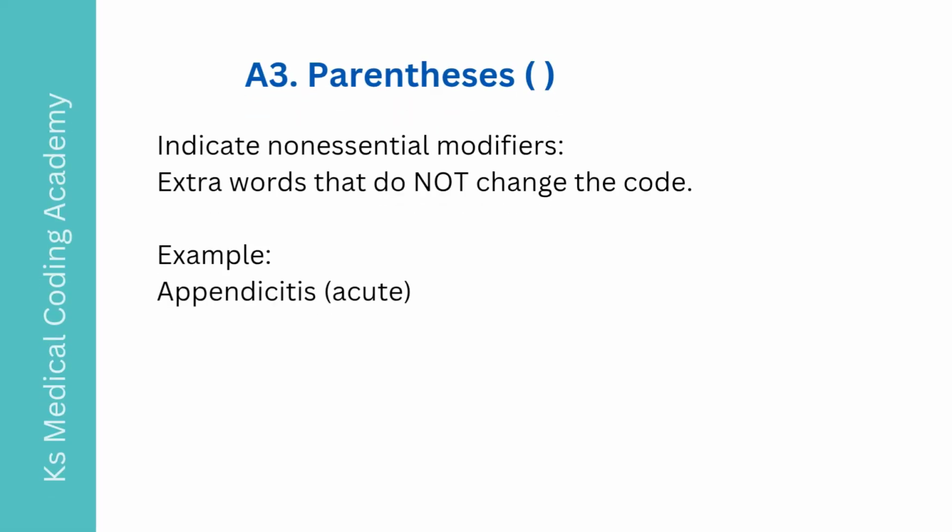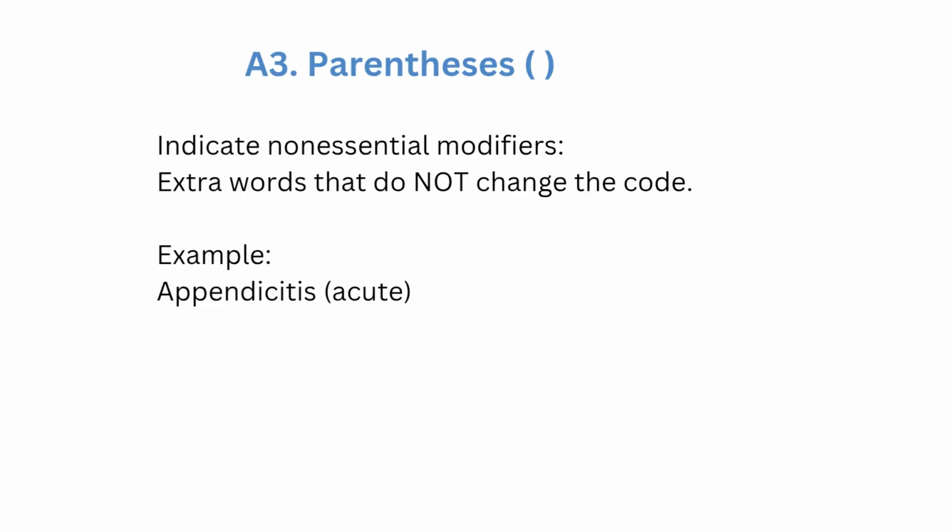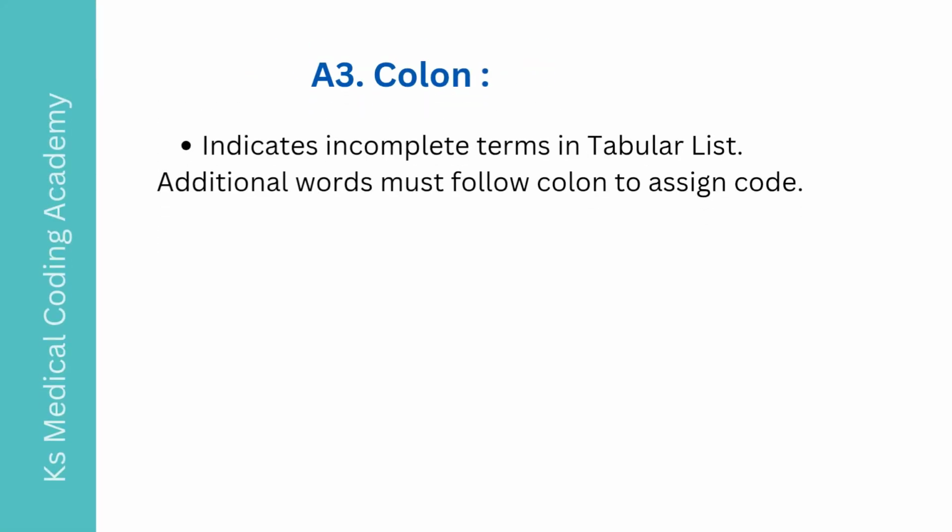Parentheses. Parentheses indicate non-essential modifiers, additional words that do not change the code assignment. They help you read the term but generally do not affect code choice. Colon. A colon in the tabular list denotes that the term before it is incomplete and requires one or more modifiers to complete the diagnosis phrase. Always include the words that follow a colon to determine the correct code.